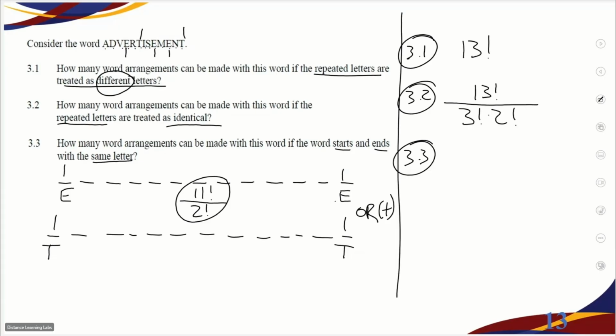That is 11 factorial divided by... of the remaining letters, is there a letter that appears more than once? I think letter E appears 3 times. Then we divide by 3 factorial. Then our response for number 3.3 would be 11 factorial divided by 2 factorial plus, because it is not the only possibility that we have. It's either we have this or we have 11 factorial divided by 3 factorial.